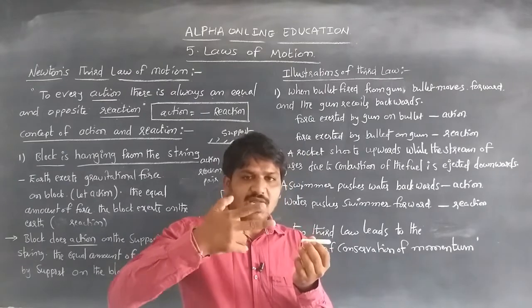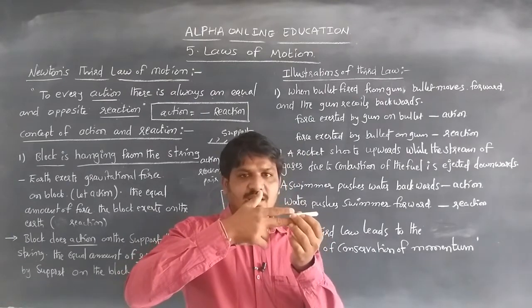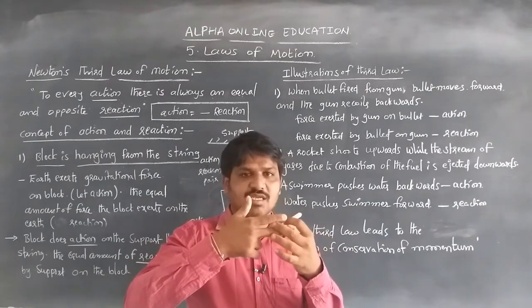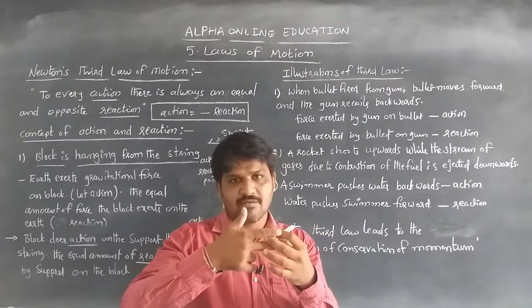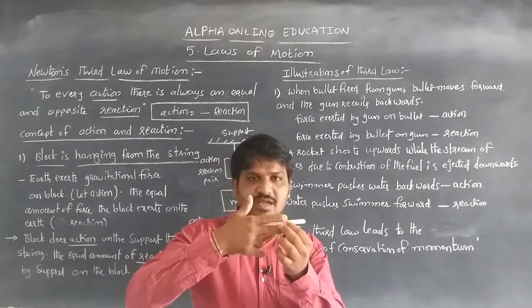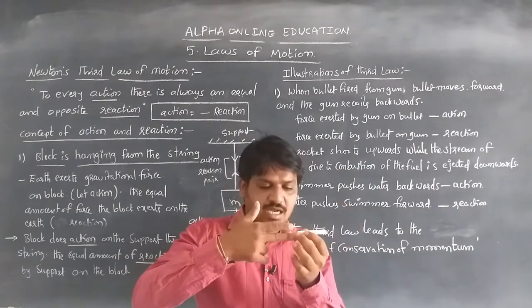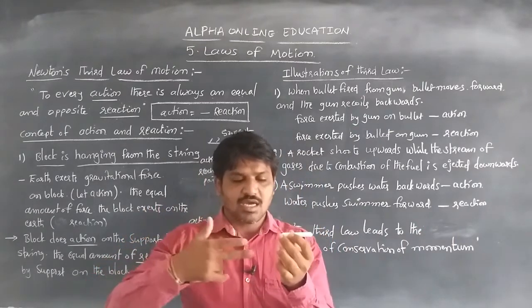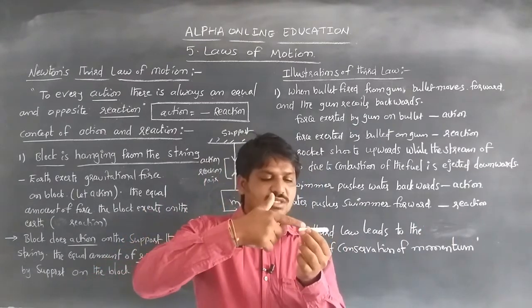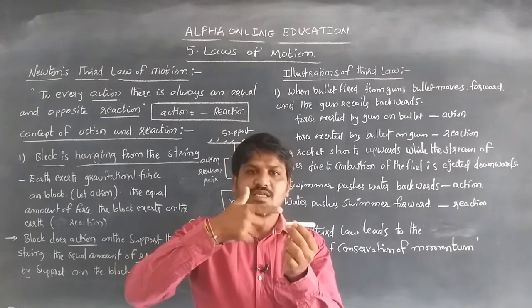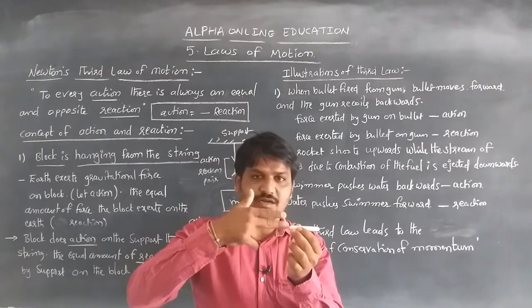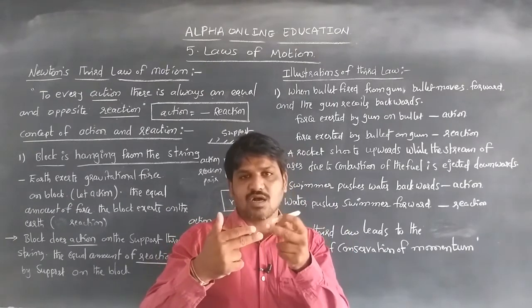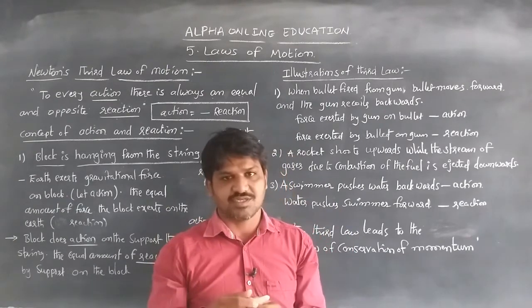The force the gun applies on the bullet is an action, and the bullet exerts a force on the gun as a reaction. When a bullet is fired from a gun, the bullet moves forward and the gun recoils backward. The force exerted on the bullet by the gun is the action, and the force the bullet exerts on the gun is the reaction.